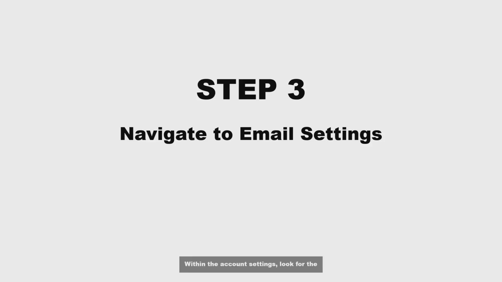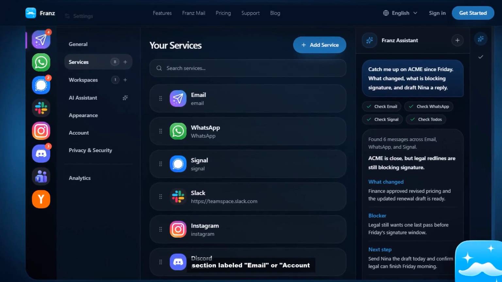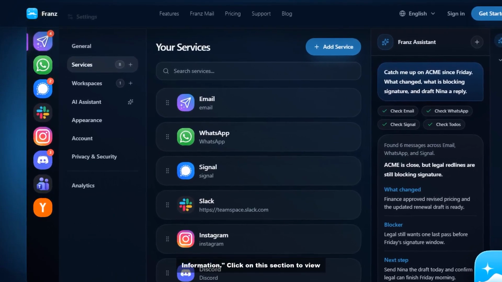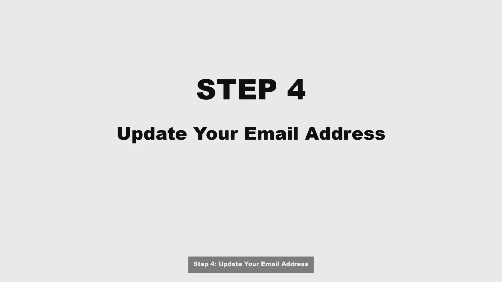Step 3. Navigate to email settings. Within the account settings, look for the section labeled Email or Account Information. Click on this section to view your current email address.